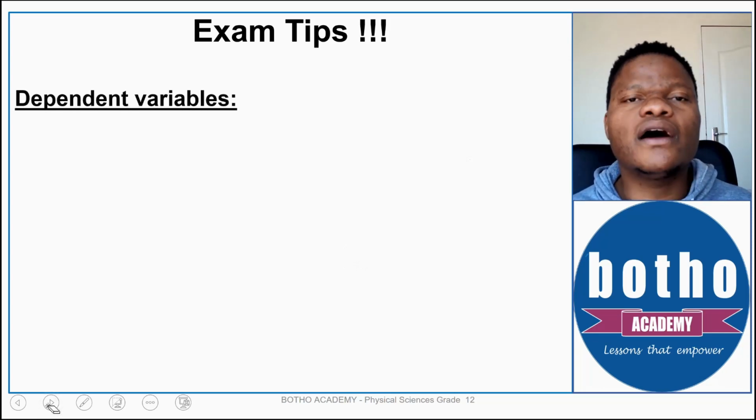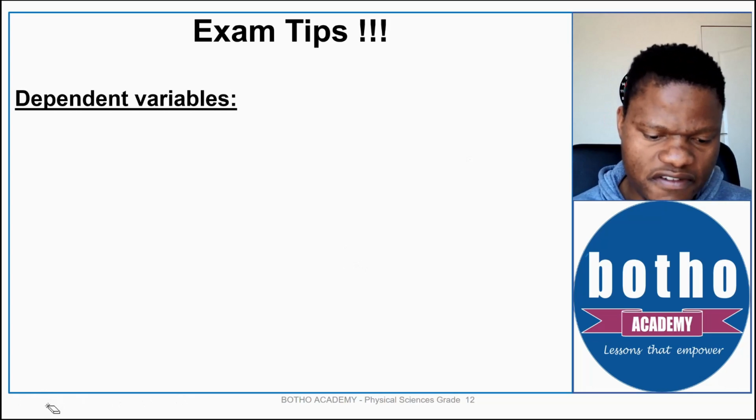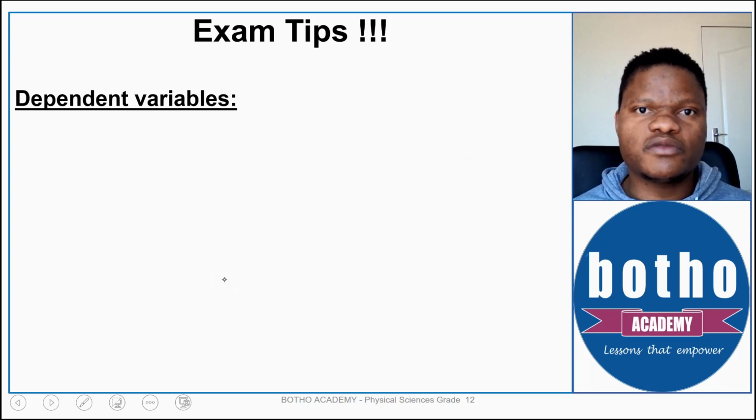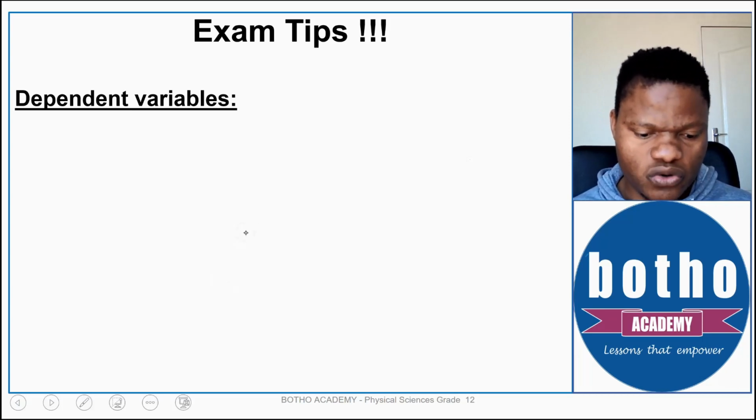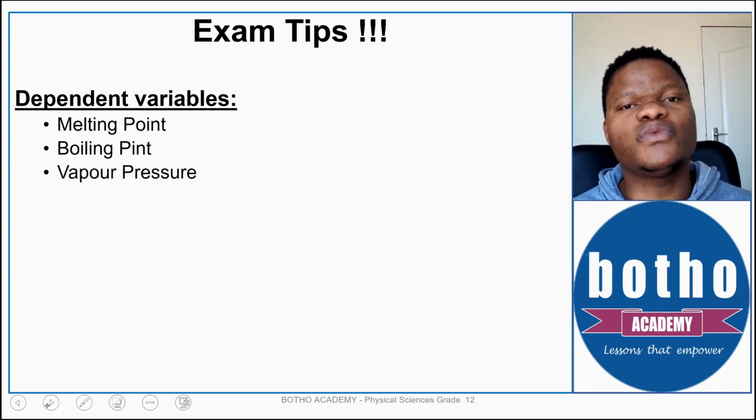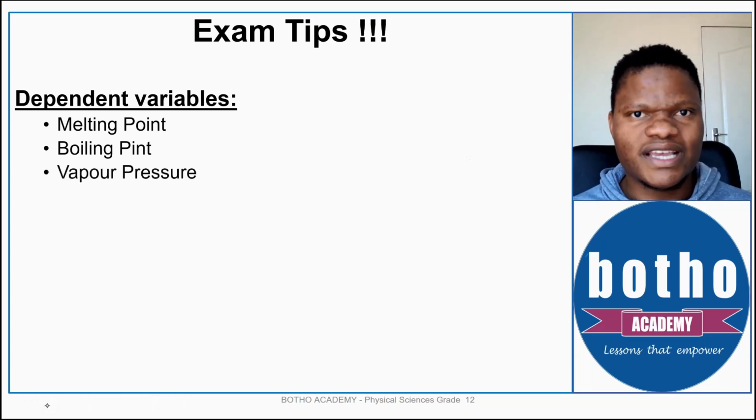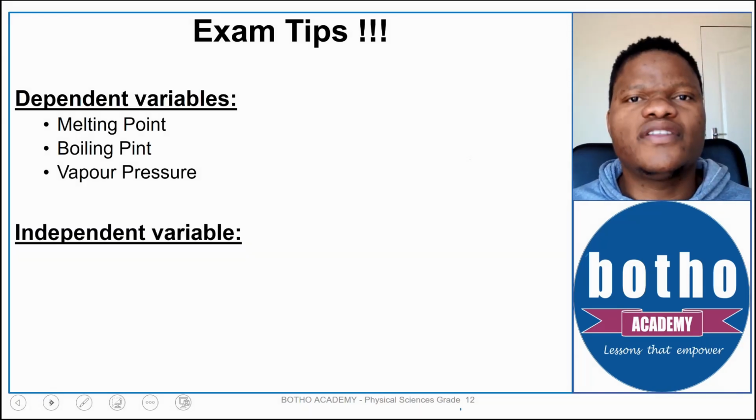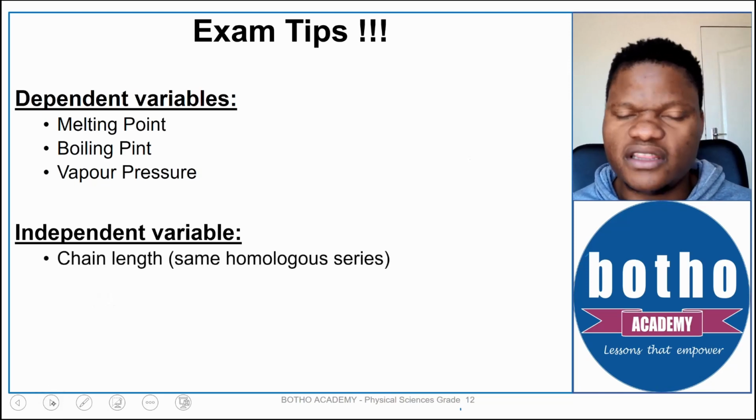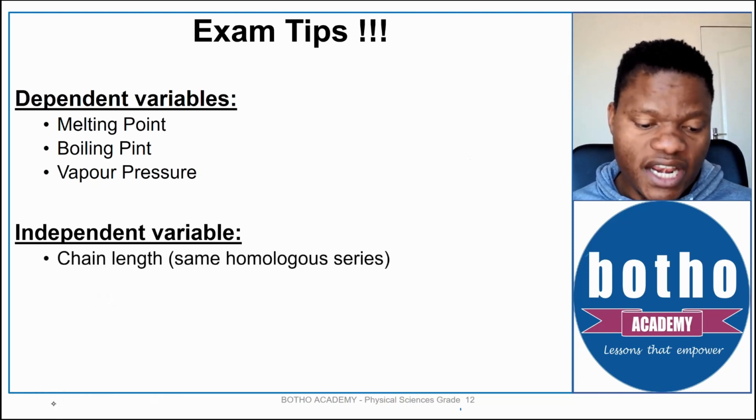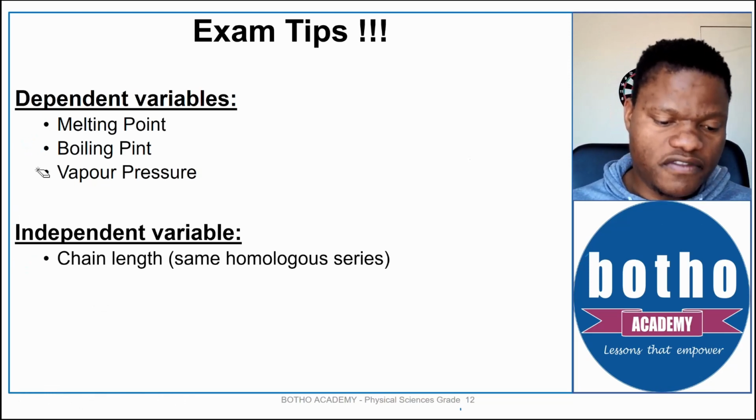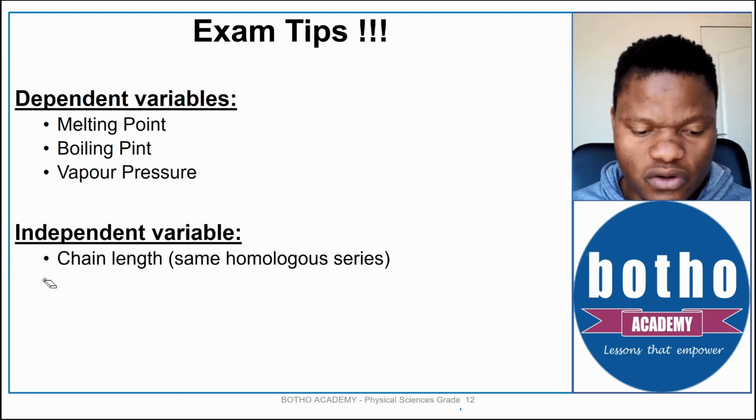Now, in the exam, you should be able to identify the dependent variables. Sometimes you get a table, sometimes you get a graph. You must be able to tell which variables depend on which. The boiling point, melting point, and vapor pressure are what we say are the dependent variables. They depend on something else. Now, the independent variables are the ones that dictate the boiling point, the melting point, and the vapor pressure. So the chain length will determine the melting point or the boiling point. Those are the dependent variables. They depend on the chain length.